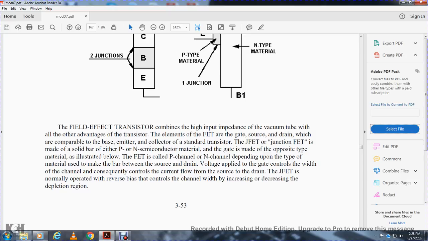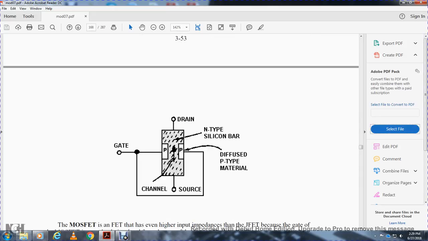The field effect transistor is called a P-channel or N-channel device depending upon the type of material used for the bar between the source and the drain. Voltage applied to the gate controls the width of the channel and consequently the current flow from the source to the drain. The junction field effect transistor is normally operated with reverse bias, controlling the channel by increasing and decreasing the depletion region. The illustration shows the gate, drain, source, and channel.